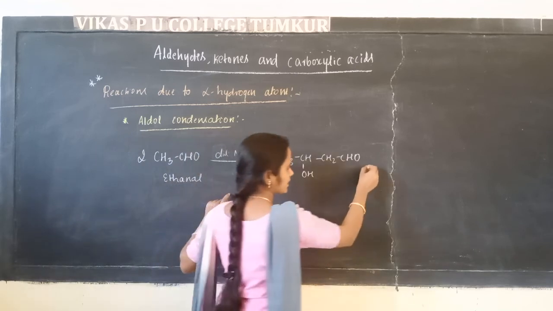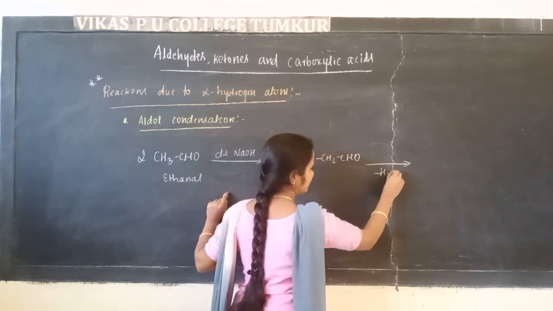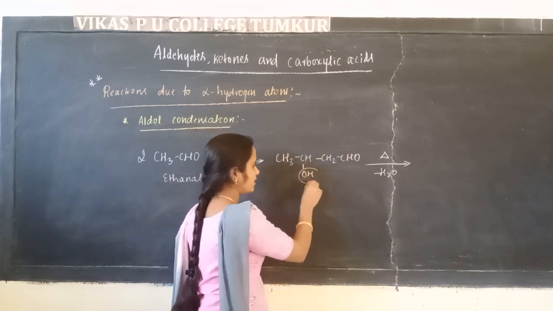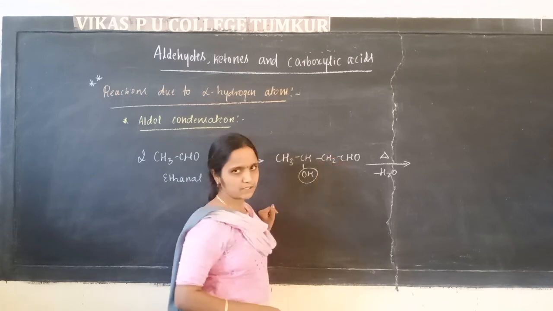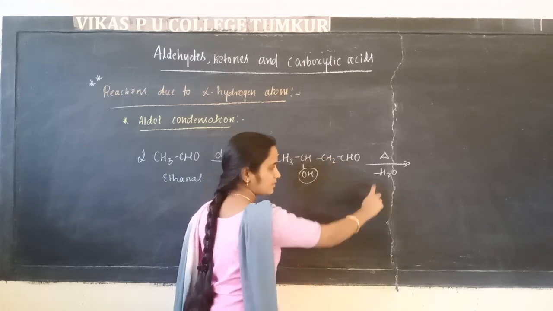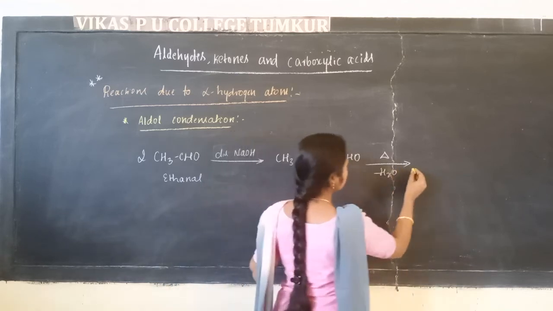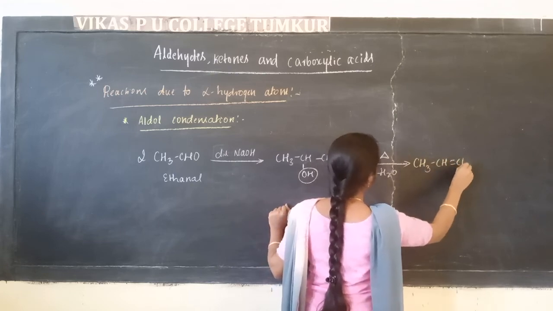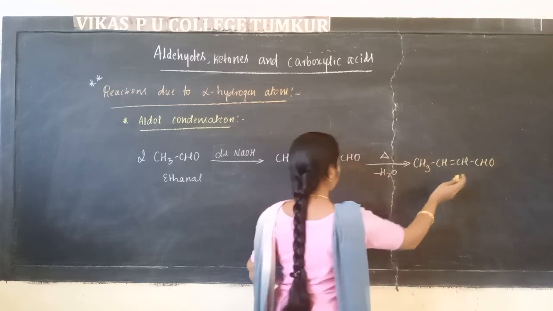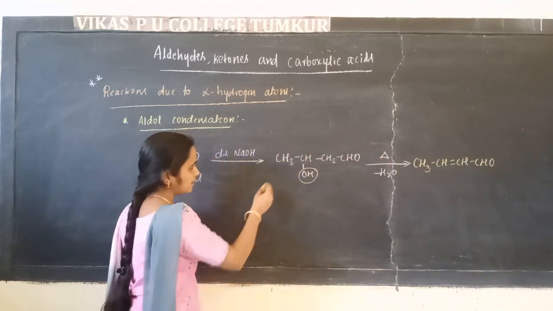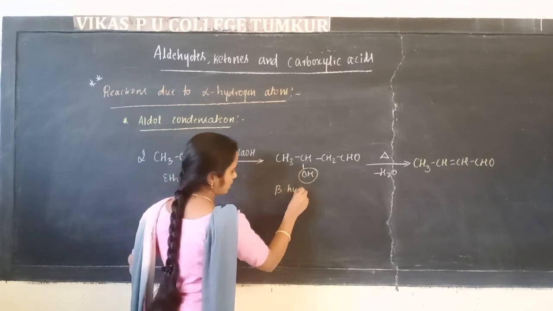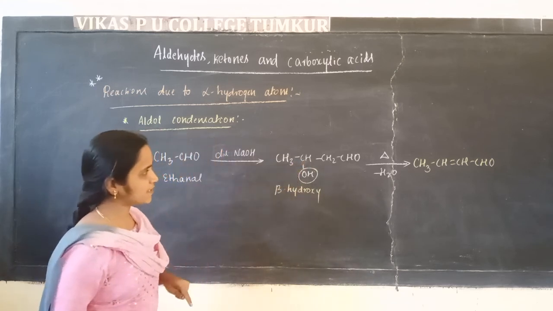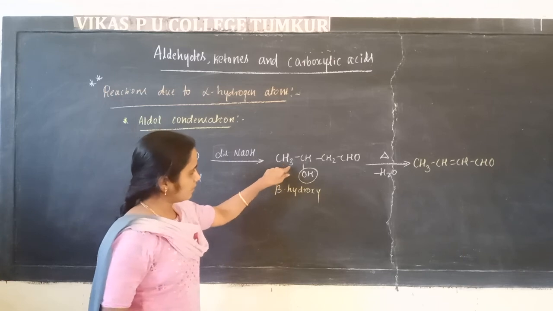This on heating, the removal of water takes place. The hydroxyl group present here, along with one hydrogen atom from the carbon next to the carbonyl, is removed as water. Then it is formed, that is CH3CH=CHCHO. This is the product we get. The name of this is beta hydroxy aldehyde.